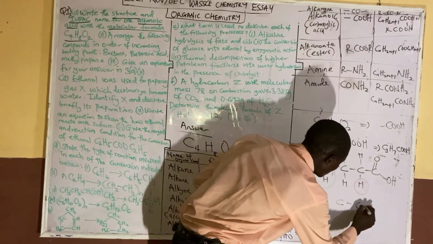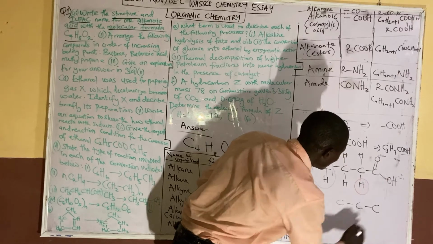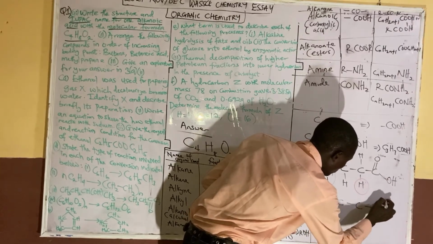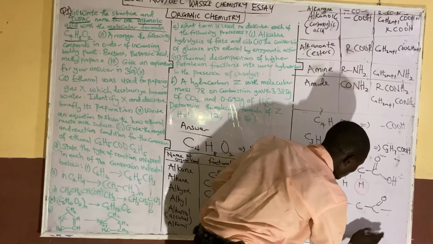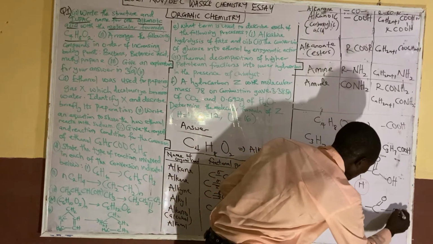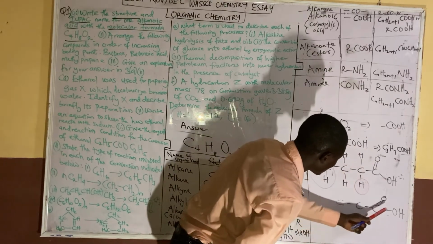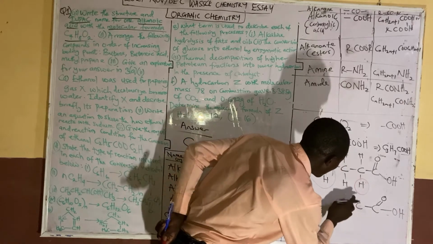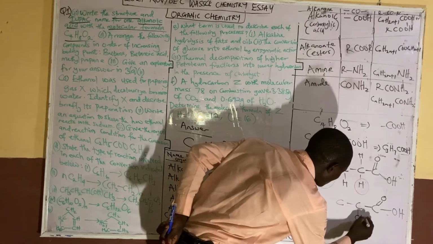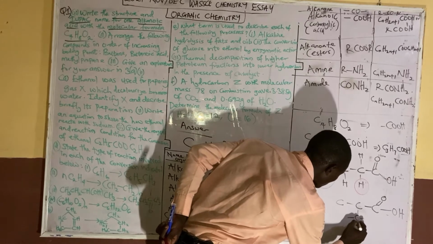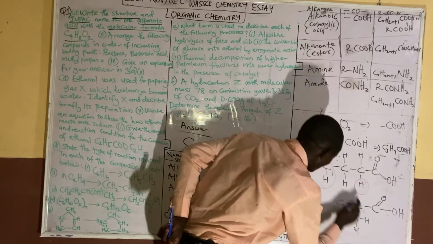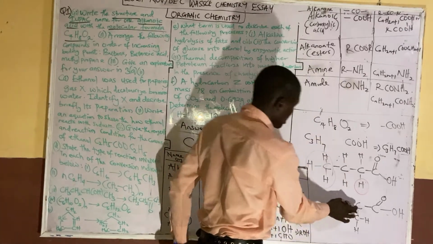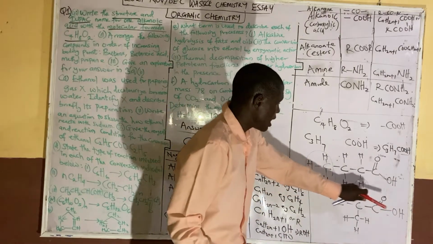C, C, C, O, or we can write it as straight if you want to. O, H. Now this one, you will bring this and write it here. That's the CH3 that you removed here. You take it here and you put it underneath here. So now you bring that H here. That H here is now here.